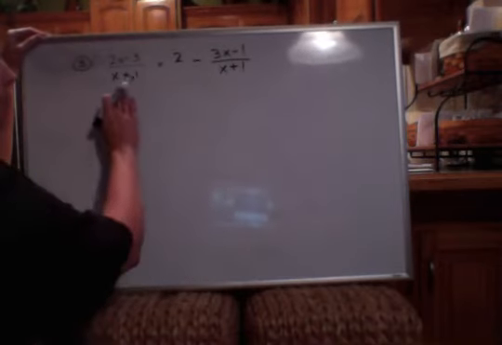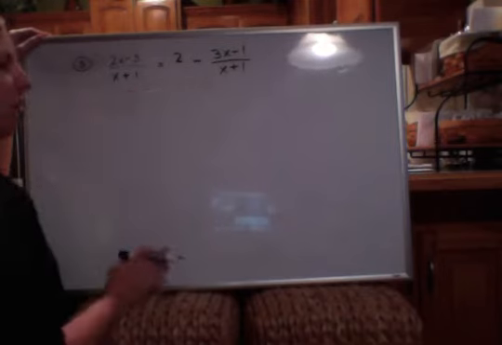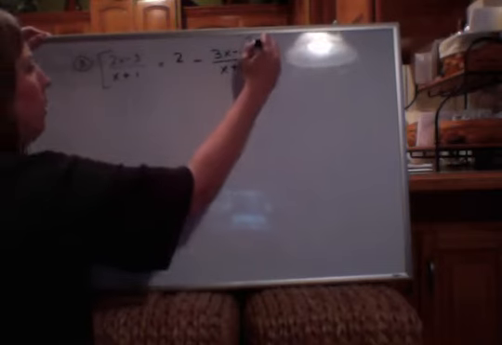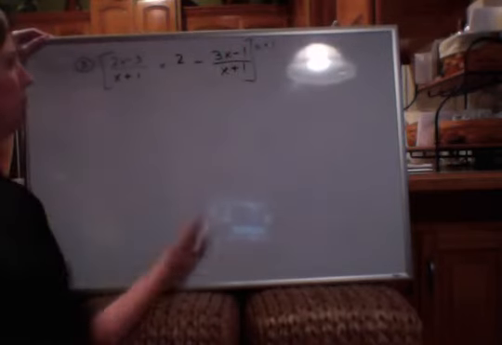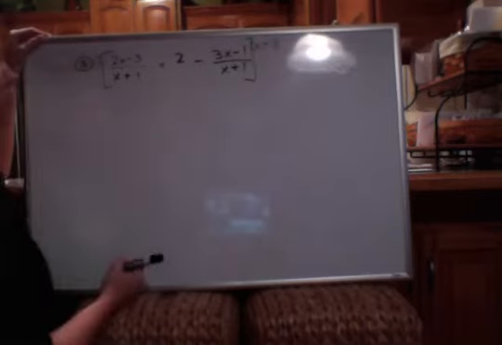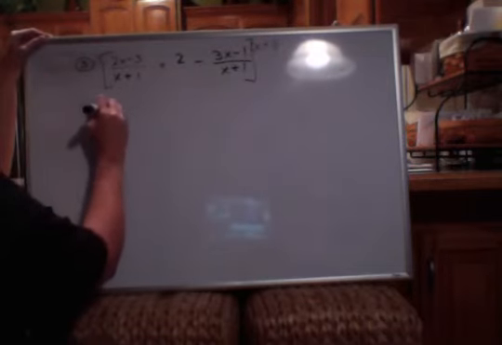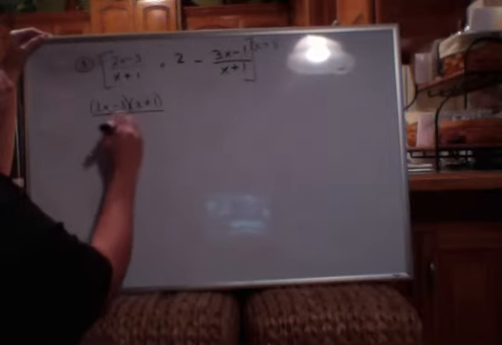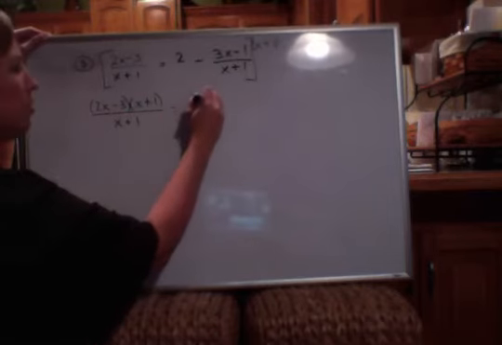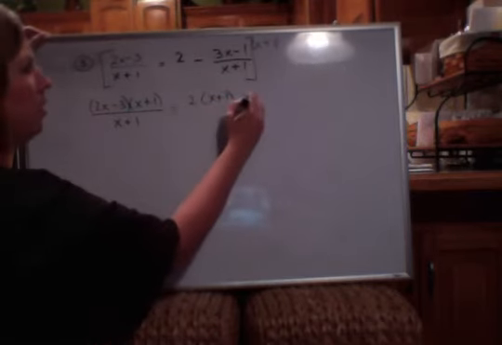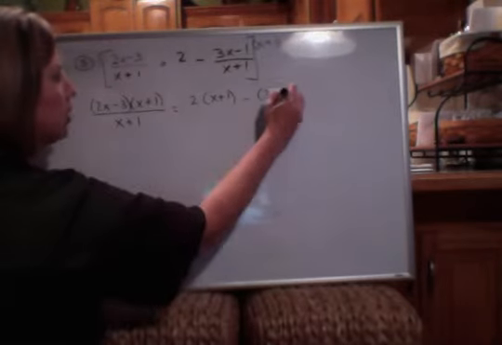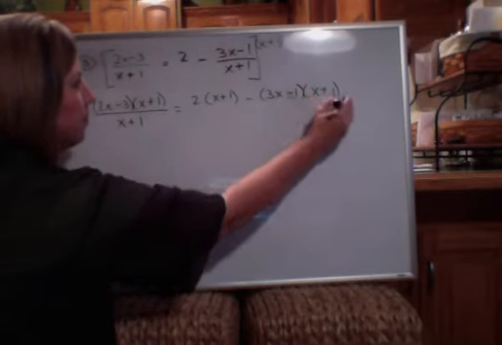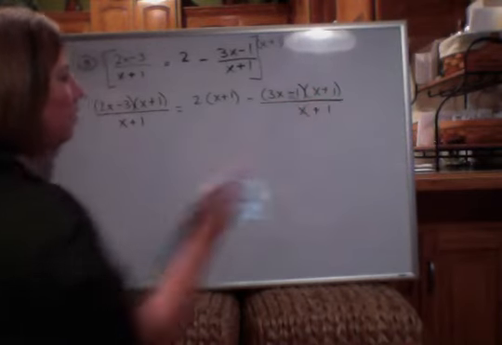So I'm going to do that by finding the least common denominator between the two denominators. Well, these two denominators are the same. So I'm going to multiply everything in this equation by x plus 1. So I'm going to end up with, on the top here, (2x minus 3) times (x plus 1), notice I'm using parentheses there, all over x plus 1, is equal to 2 times (x plus 1) minus, again, parentheses, (3x minus 1) times (x plus 1), all over x plus 1.